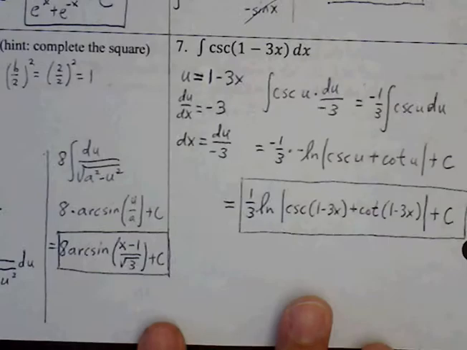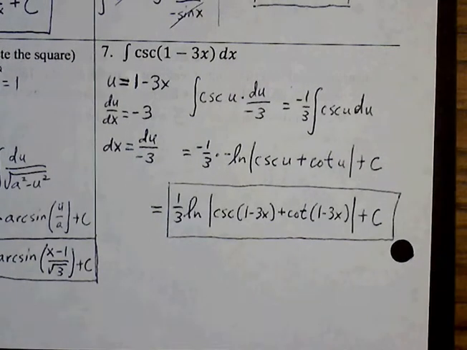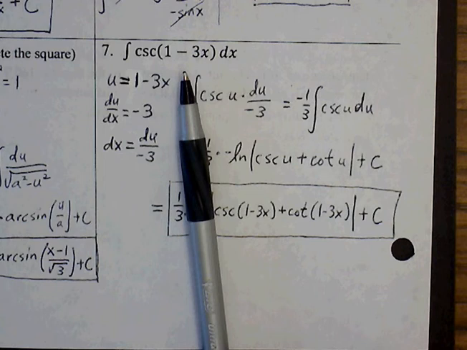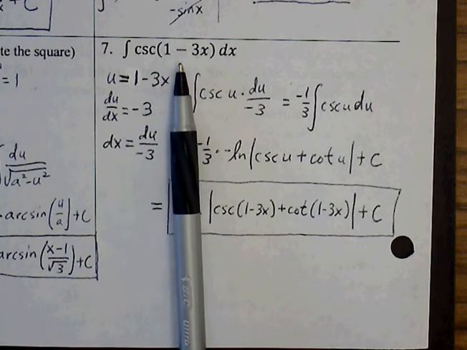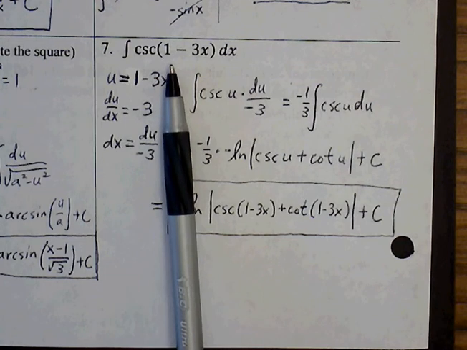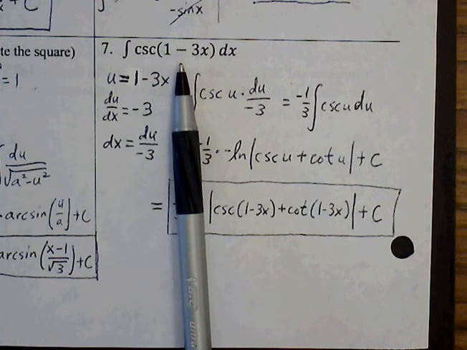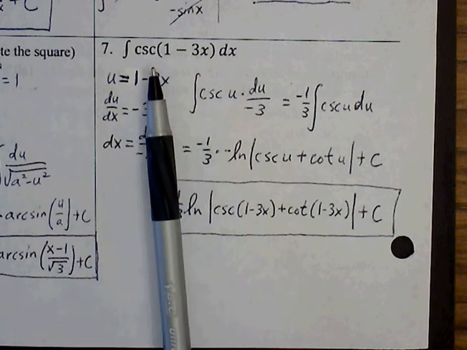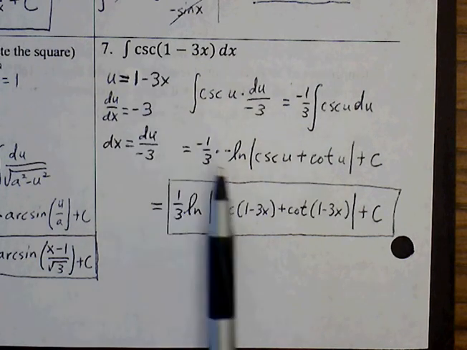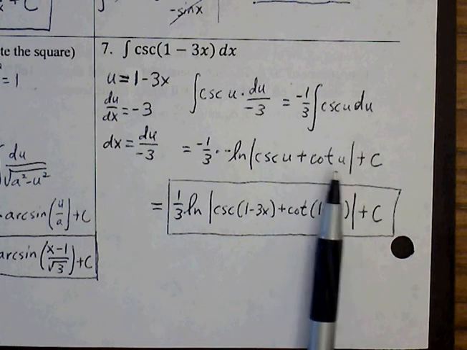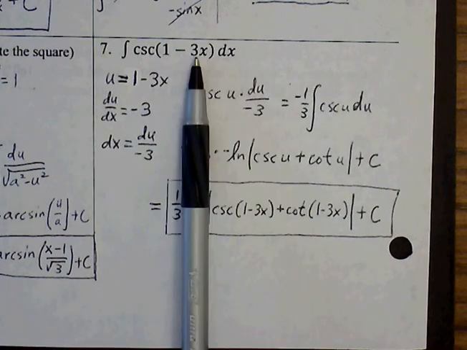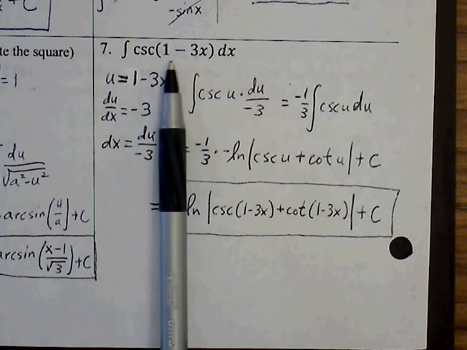All right, number 7. Make sure that you are able to recall the 4 new integral rules that we learned for trig. One of them is cosecant of u, and the rule for cosecant of u is negative natural log of cosecant of u plus cotangent of u plus c.